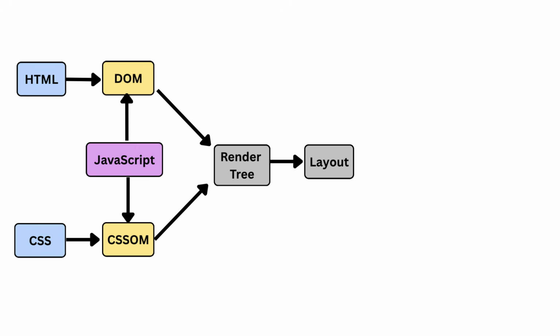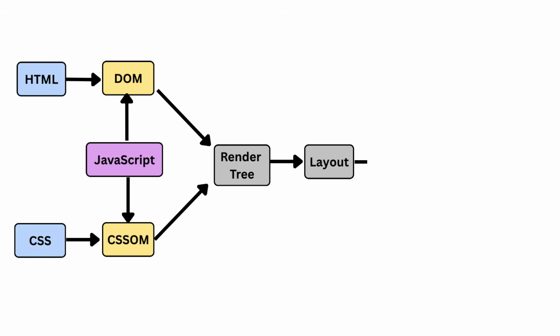Now comes layout. The browser calculates the exact position and size of every element. It determines where each element should appear, how big it should be, and how it relates to other elements. Because elements can affect each other, even small changes can trigger recalculations. That's why layout can be an expensive operation.